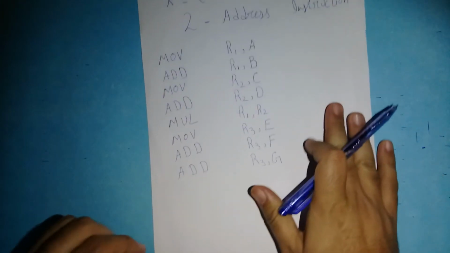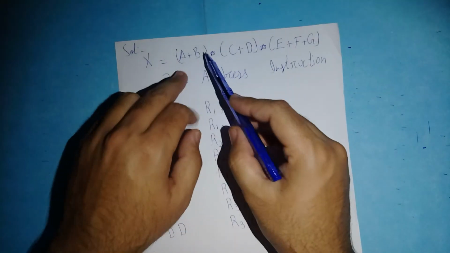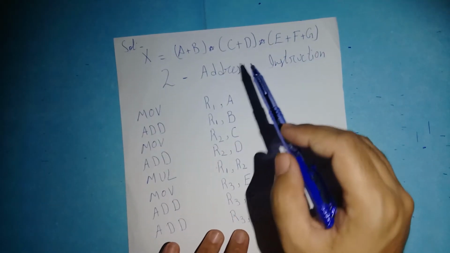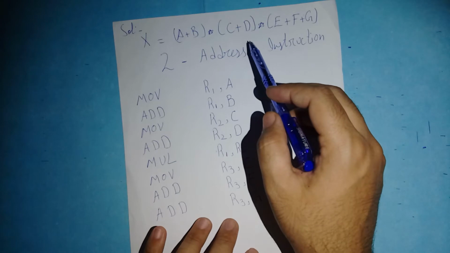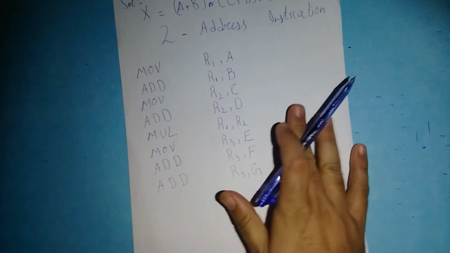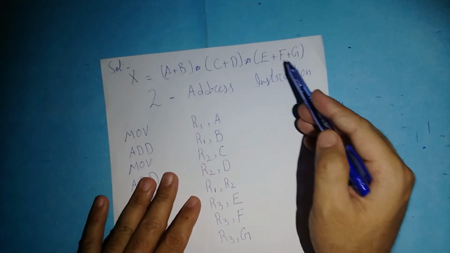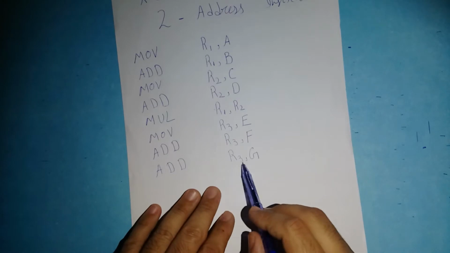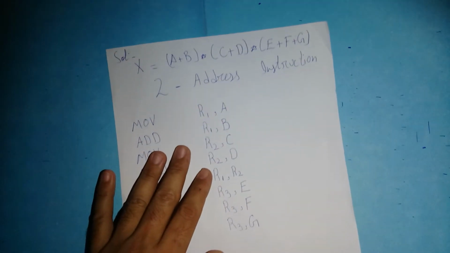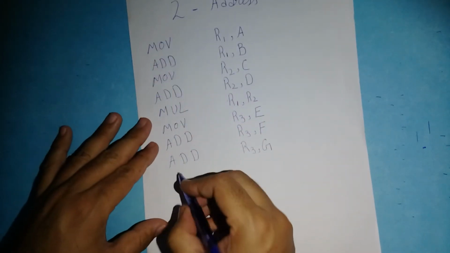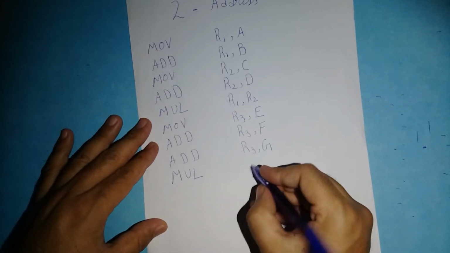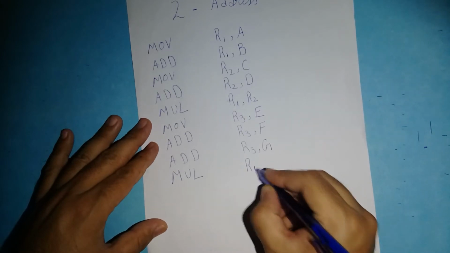Now if you see in the expression, the first two brackets were multiplied to each other and I got the answer in R1, and when I solved the third bracket, I got the answer in R3. Now these two results are going to be multiplied together as well. So I put the multiplication operation again, which is MUL, and first of all I write R1.